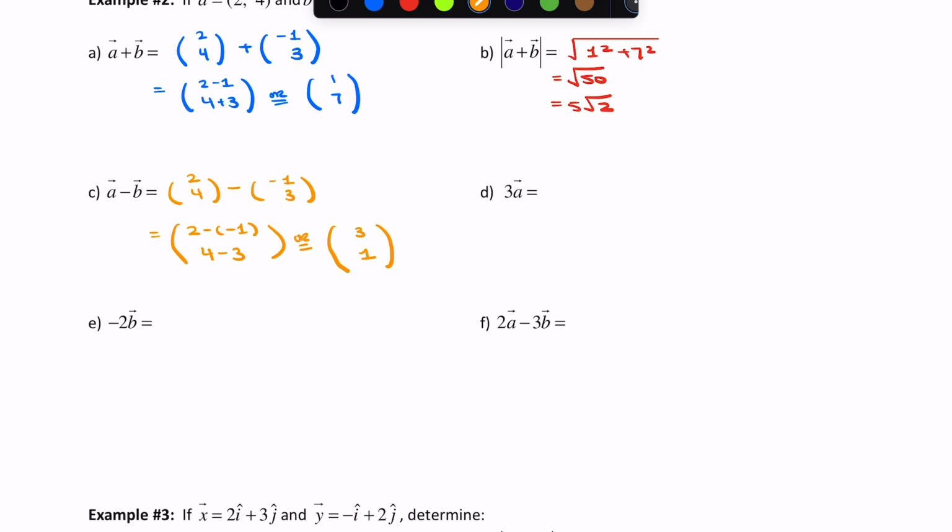Here, if we look at 3a, again, we have our scalar multiplied by our vector. Here, we have 3 multiplied by our a, which is 2, 4. So multiply the scalar into each of the components, both on x and y. So here we can write it either as 6 and 12, or write it as 6 and 1 and 2.